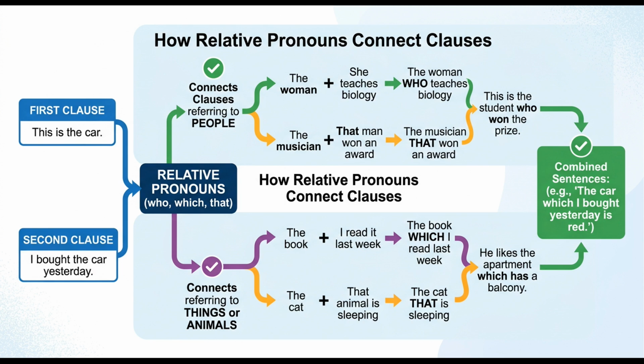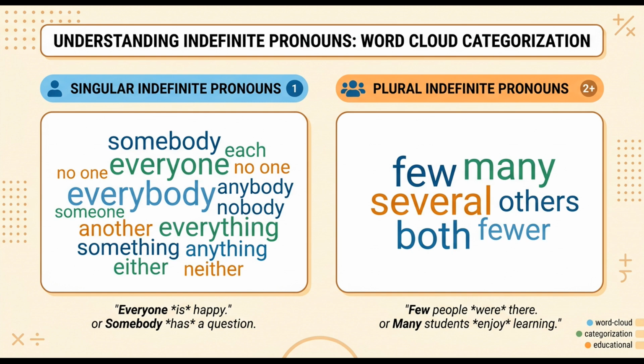Let's explore indefinite pronouns, which refer to people or things without specifying exactly who or what they are. Words like everyone, somebody, or few are perfect when the specific identity is unknown or unnecessary. Remember that some of these take singular verbs, while others take plural verbs, depending on the context. They add flexibility to your communication.